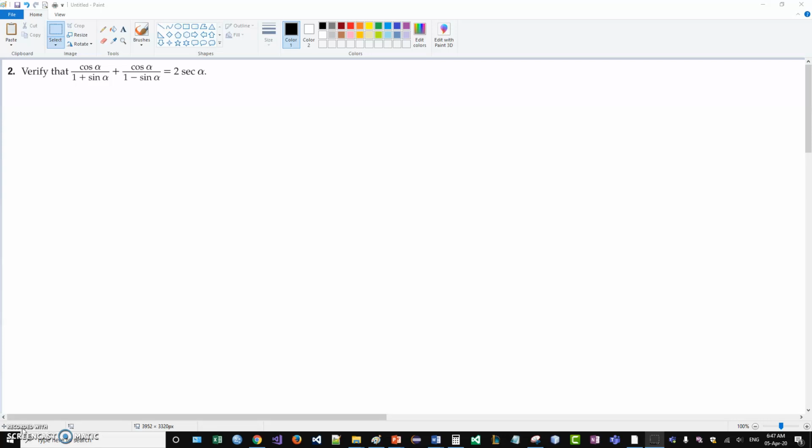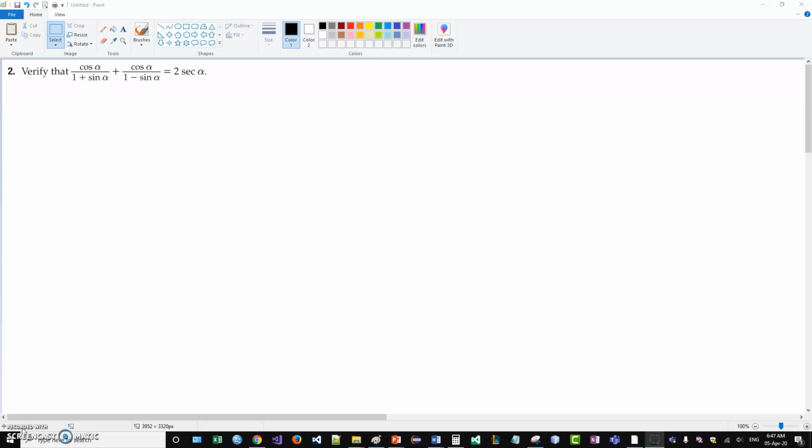Let's look at our second or third example. Verify that cosine alpha over 1 plus sine alpha plus cosine alpha over 1 minus sine alpha equals 2 secant alpha. Obviously, the left side is more complicated. We have two fractions. So we're going to use the technique of combining those fractions.